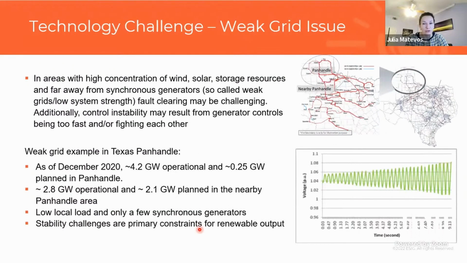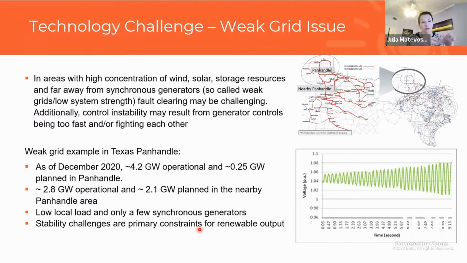So this voltage control issue is resulting in something called the weak grid issue, or sometimes you can hear the term system strength. What it means is that in areas with a high concentration of inverter-based resources, that being wind, solar, storage, that are far away from synchronous generators, you have this weak grid, and as I mentioned, fault clearing may be challenging. But also there can be issues with control instability that may result from generator controls being too fast and fighting each other.